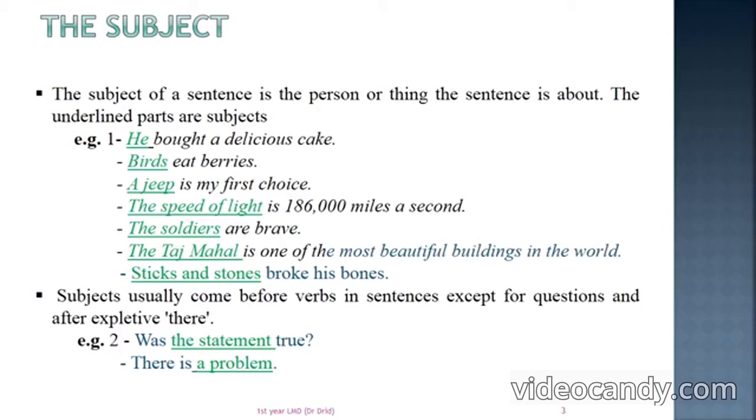Here it is the case of questions and after the expletive there, and we have seen this in the previous lesson. For example, an example of a question: was the statement true? We see that the subject and the auxiliary are inverted. So, the verb comes before the subject. There is a problem. Here, the subject of this sentence is a problem.